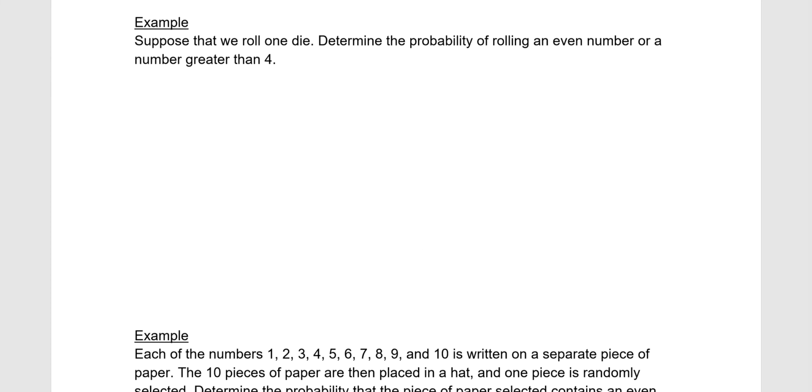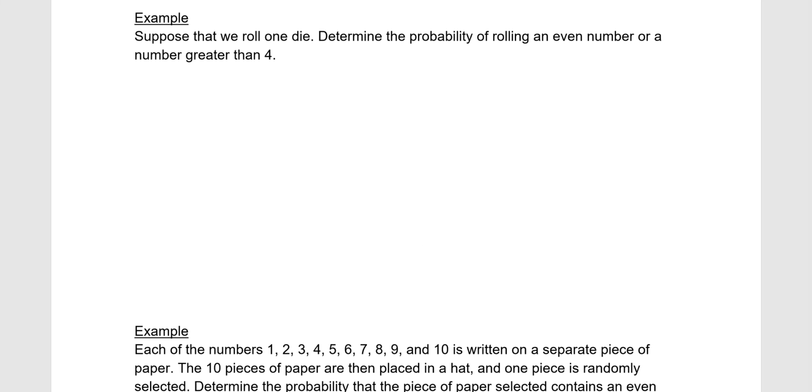So let's do some examples here, starting with this first one. Suppose that we roll one die, determine the probability of rolling an even number or a number greater than 4. So we see the or here. So we know that we're going to be using this formula. So I'm going to let these two events be event E, which is rolling an even, event G, which is rolling a number greater than 4.